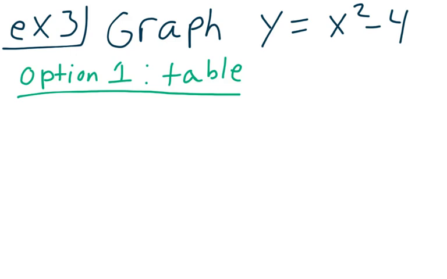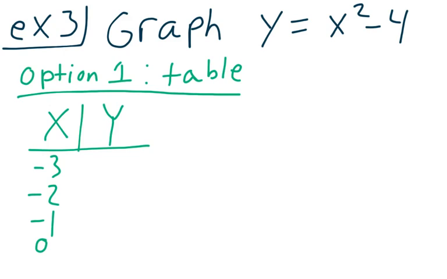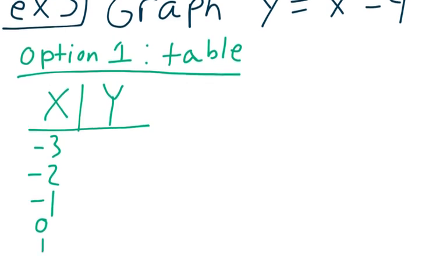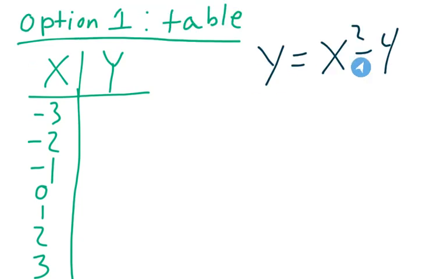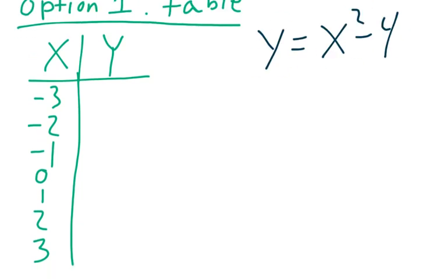So here I have this parabola, y equals x squared minus 4, and I want to graph it. One way to graph it is using a table. So I'm going to draw my table up, x and y. I'm going to pick these values: -3, -2, -1, 0, and then 1, 2, and 3. And I just redrew the equation too, so you can see that. So I'm just going to plug them in.